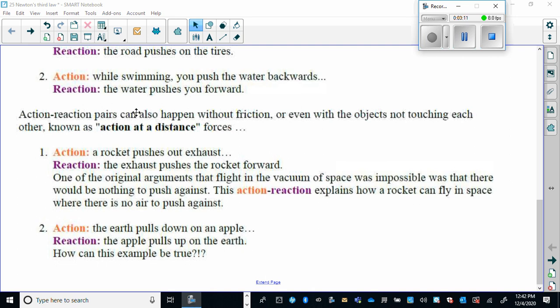How can this be true? Well, it is true. If the earth is pulling an apple down, then an equal and opposite reaction must be the apple pulling the earth up. And although you can't feel it, if I drop an apple, I can't feel the earth accelerating towards the apple. In theory, it does happen.